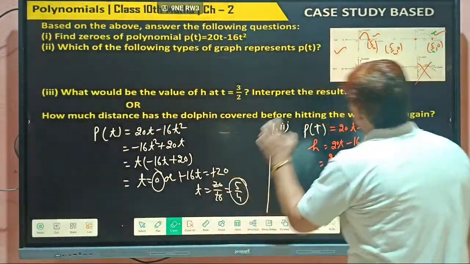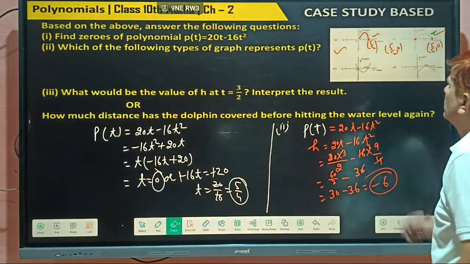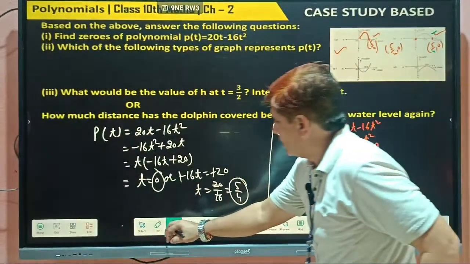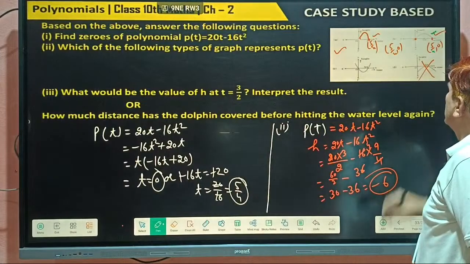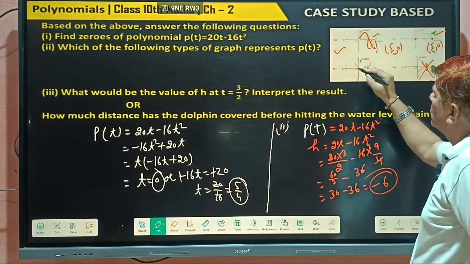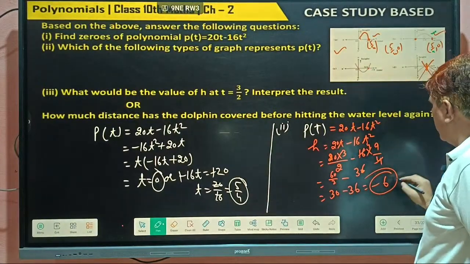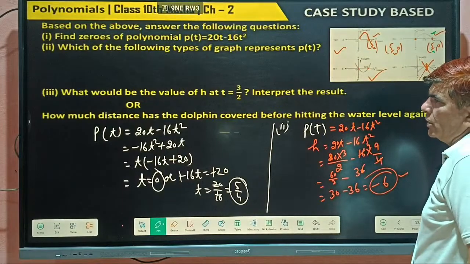So directly we cannot say this graph is not possible. Which one is not possible? This one, because it does not touch the x-axis at 0. It touches the x-axis only one time, while this touches the x-axis 2 times. So since the h value is negative, the answer is this. Understood?